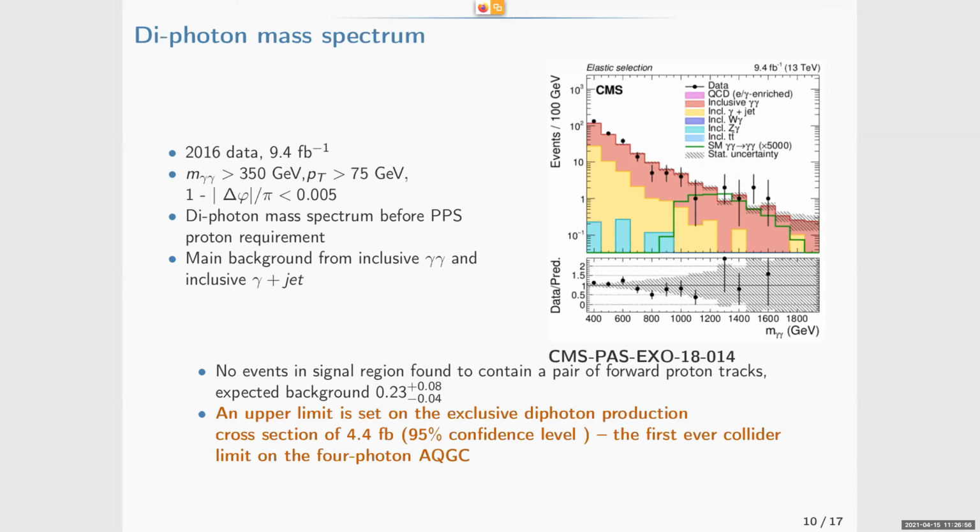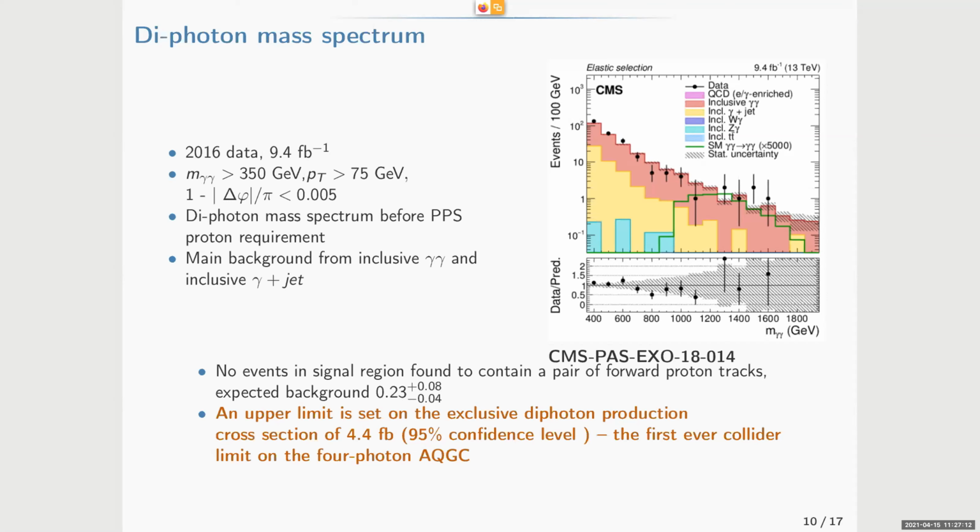95% confidence level. This is the first ever collider limit on the four-photon anomalous quartic gauge coupling. A very nice result, and of course, it would benefit from analyzing the rest of Run 2 data with more statistics.